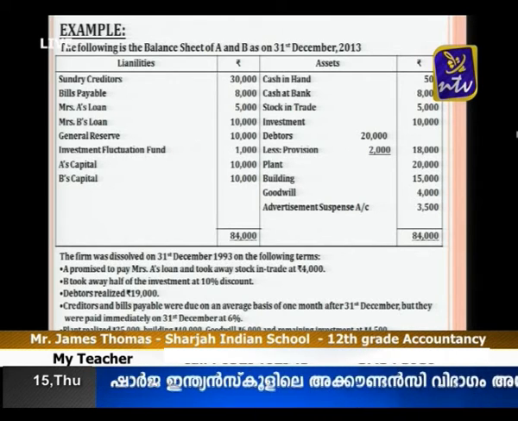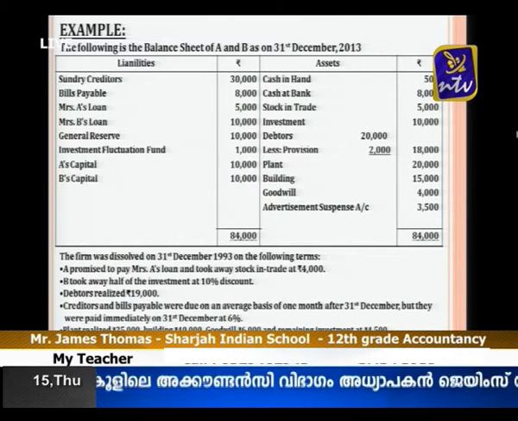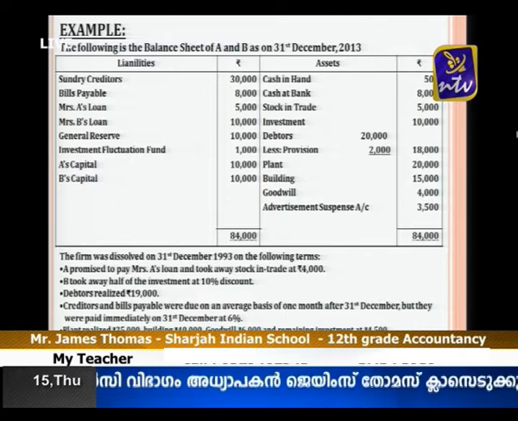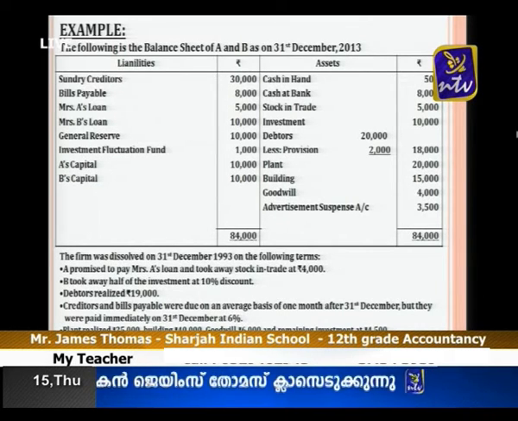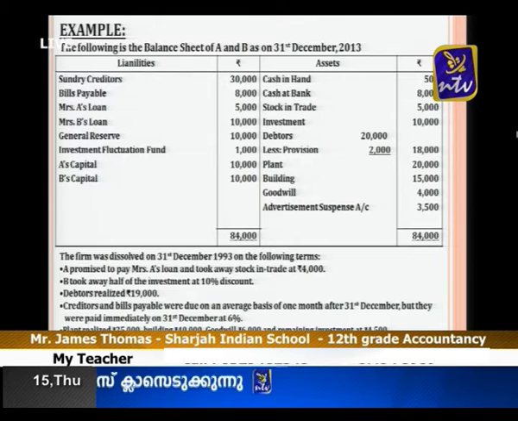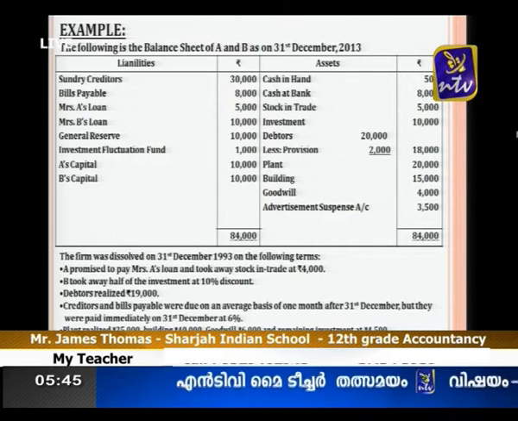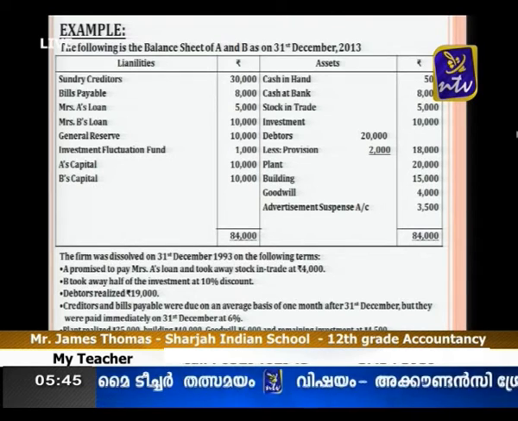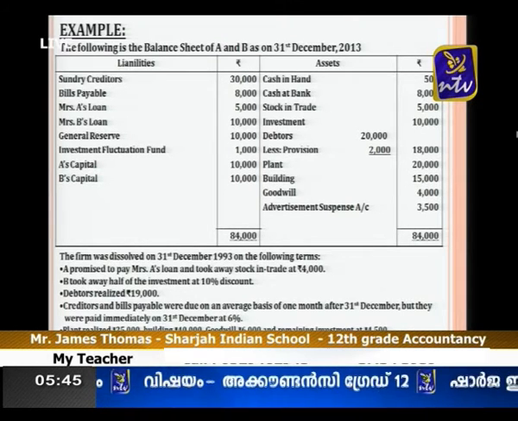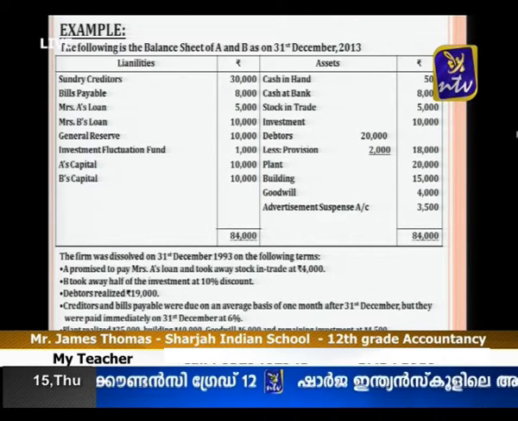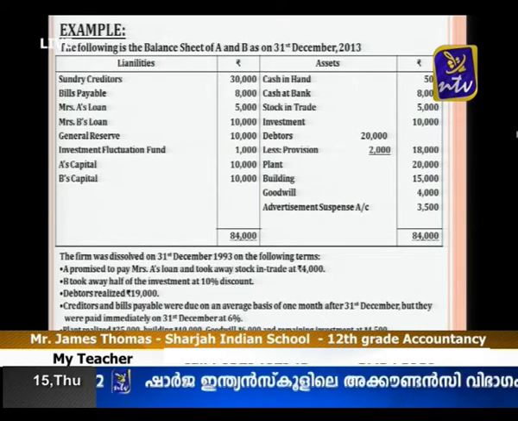Then one adjustment is there: creditors and bills payable are normally paid on an average basis of one month after 31st December, but they are paying immediately. You take the total of the sundry creditors and bills payable and multiply that amount with the percentage into 1 by 12. So we get a discount, and after deducting that discount we pay off the liabilities. These are the adjustments connected with this particular problem.